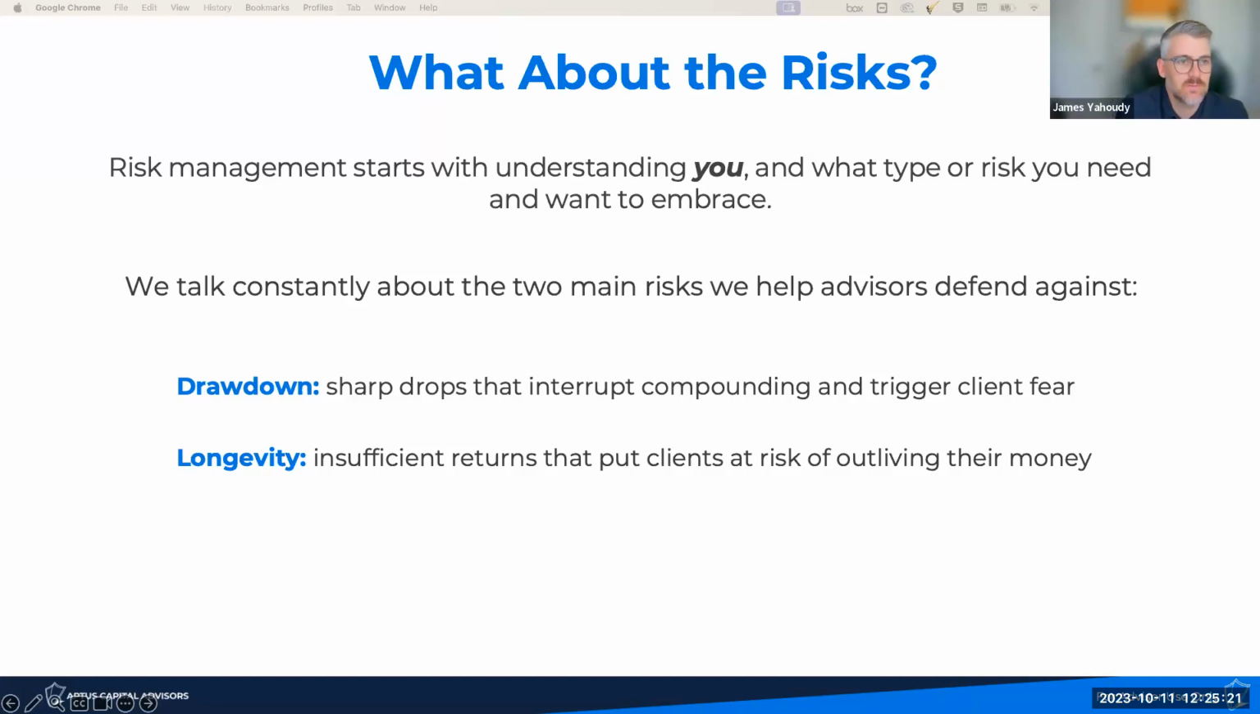Obviously, longevity risk is something that's maybe been a little bit more common in conversations here the last couple of years, given higher inflation numbers.